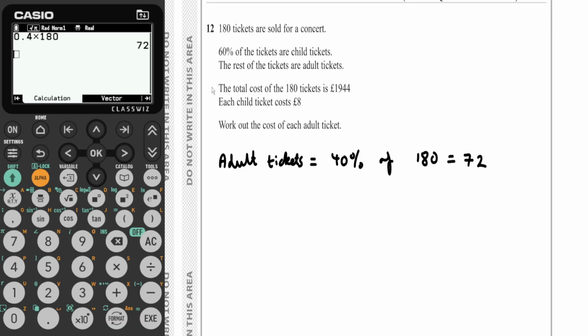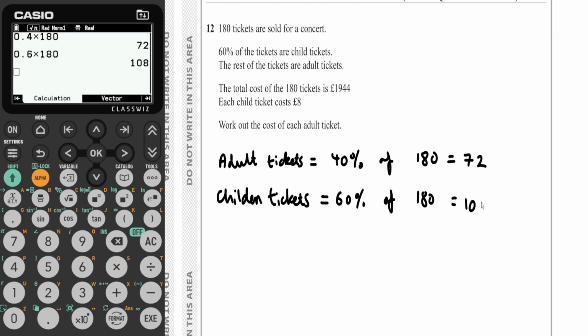The cost of each child ticket is £8. So what we need to do is find out how many children there are. So the children tickets will equal 60% of 180. So if I work out what this is, that's 108. So each child ticket costs £8.